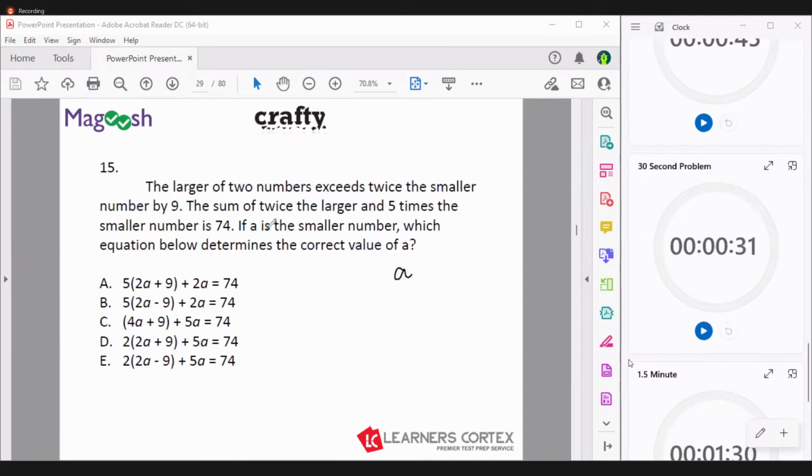The larger of two numbers exceeds twice the smaller number by 9. So this is the larger number and this is the smaller number. The sum of twice the larger and 5 times the smaller is 74. So 5a plus 2 into (2a plus 9) is equal to 74. So this would be the answer, option D, yes.